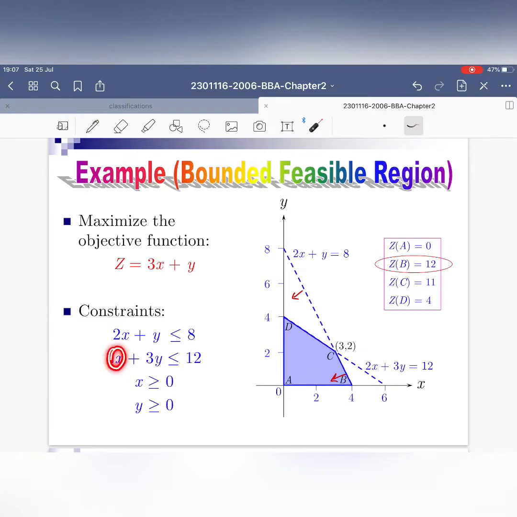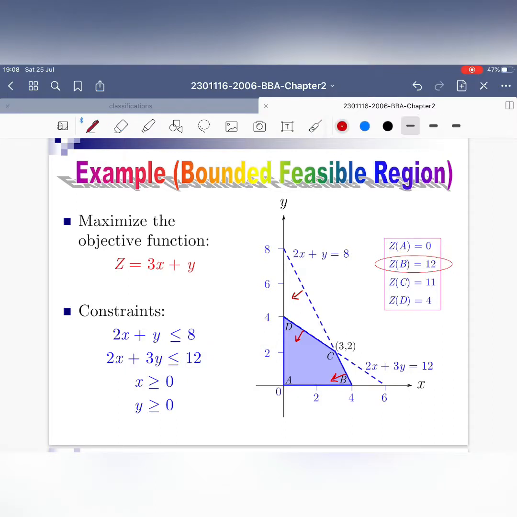How about the second one? If your x is 0, your y is 12 over 3, which is 4, so it's right here. If your y is 0, your x is 12 over 2, which is 6, so 6 is right there. So you have this line. Again, for this line you have the one below and the one above, but the one below contains 0, 0. So you test your 0, 0 point by plugging in, and you get 0 less than or equal to 12, which is true. So the region that you need to include is the one passing through this 0, 0 point, so you will pick the below region.